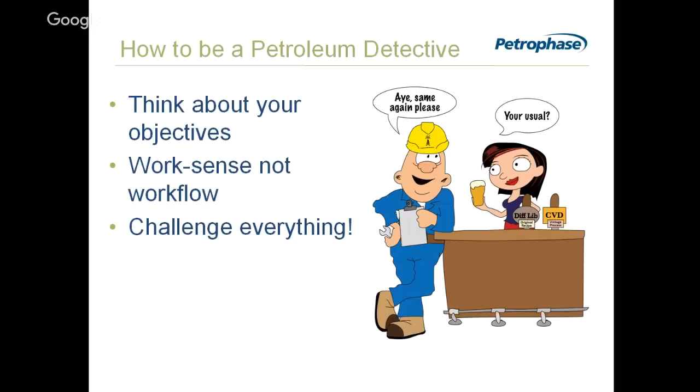Second point, work sense, not workflow. Make sure the work you're doing is actually supporting your objectives. Don't just follow some rule about grouping components, or that you have to do a diff lib or CVD because it's an oil or it's a condensate. Think, what are you trying to achieve? What information is really most useful? And ask for that. And if you don't know, well, ask the labs, ask around.